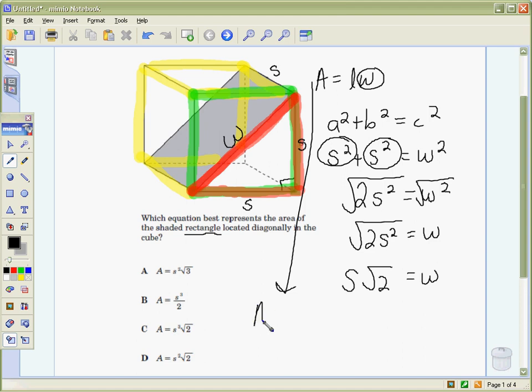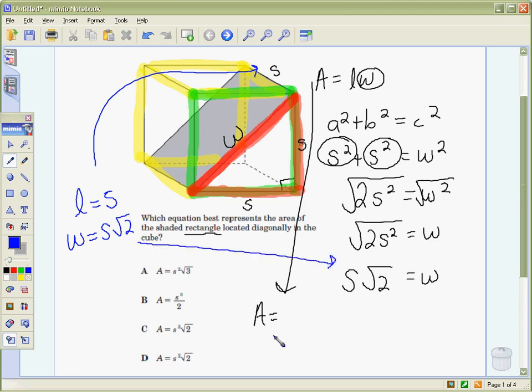So then my area is equal to, let me just write that down real quick. We found that our length is s, and we found that w is s root 2. So my area is going to be equal to length times width, which is s times s root 2. Simplified, that gives me s squared times the square root of 2, which is answer choice D.